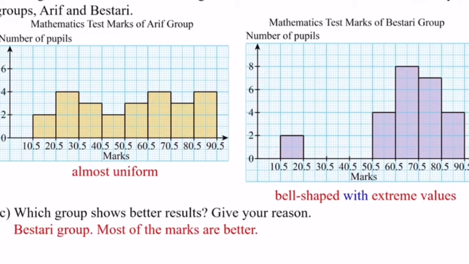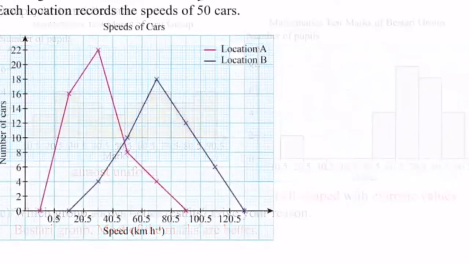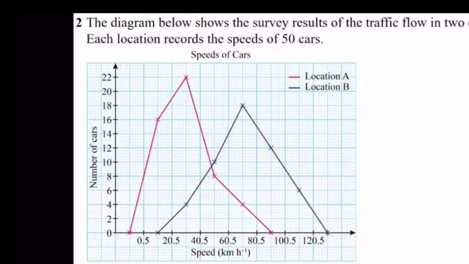All right, and then the reason is we can say the number of students who score higher marks is more, or we can say the quantity or frequency of the students who score higher marks is more compared to the Arif group, right? For question number 2, let's see question number 2.